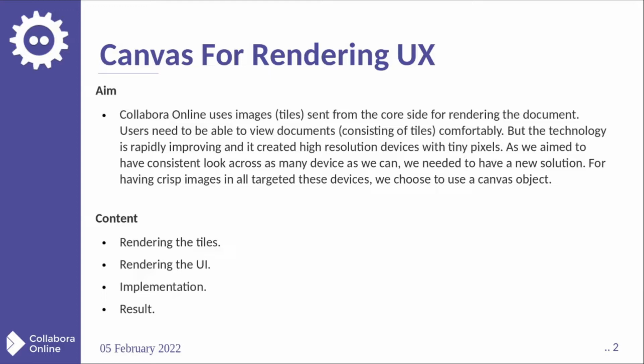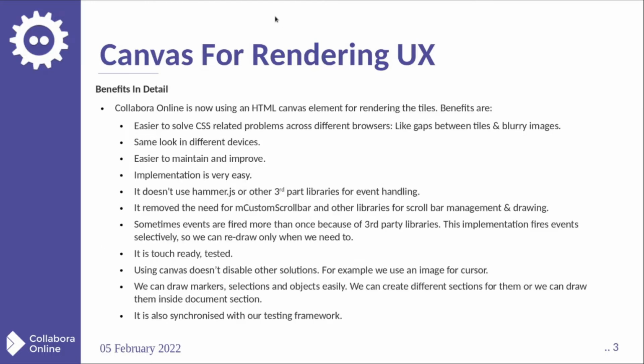One of the problems we saw was blurry images. Another one was gaps between tiles. The HTML canvas object helped us overcome these issues in a proper and maintainable way. We will first talk about how we render the tiles and UI. Then we are going to have a look at our implementation. As the last step of our presentation, we will have a look at the great results we have. And let's move to the second slide, where we will have a look at the benefits in detail.